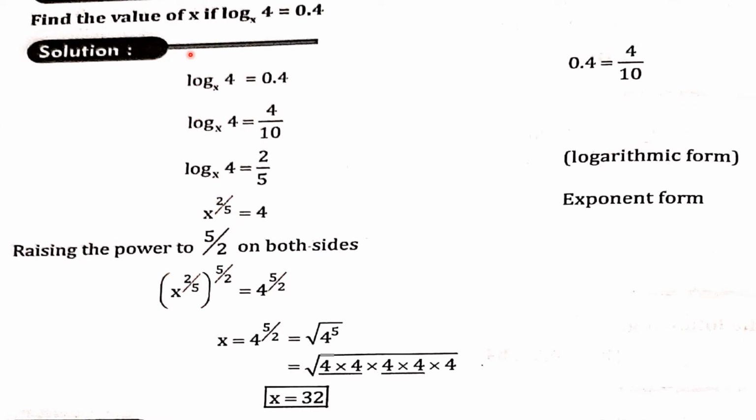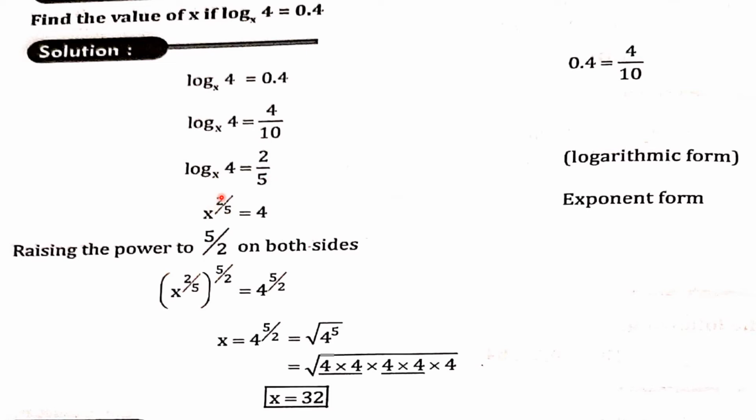Next problem. Find the value of x if log 4 to the base x is equal to 0.4. So very simple. First of all, this 0.4 can be written as 4 by 10. According to the fractions, why 10, sir? After the point you have only one 0, that is why you will take 10. So then log 4 to the base x is equal to 2 by 5. This 4 by 10 we have taken into a shorter format, so we have taken as 2 by 5.